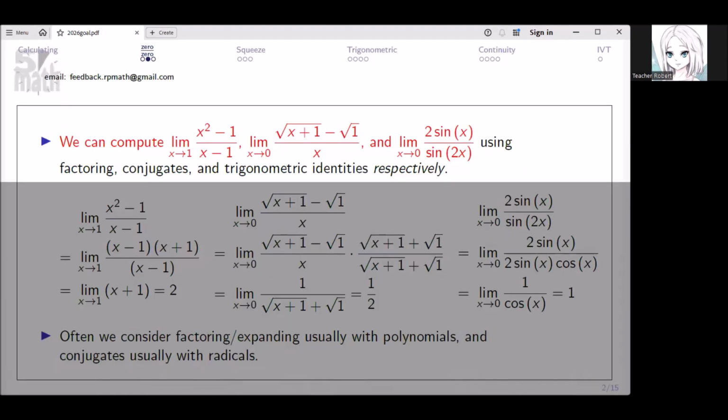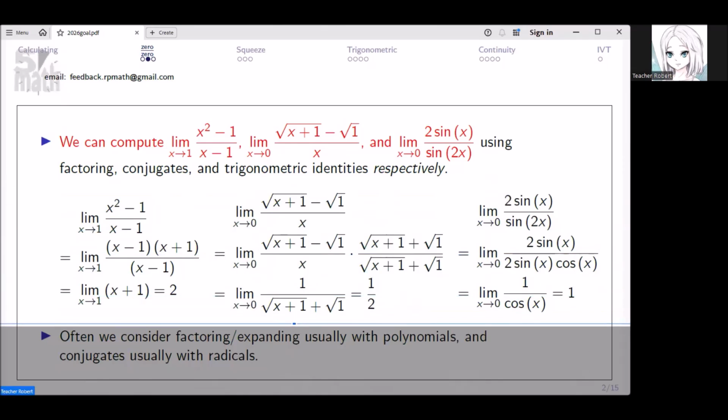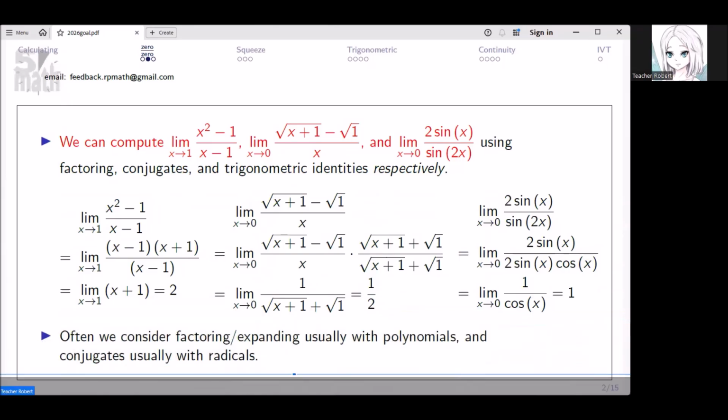We can compute limit x approaches 1, x squared minus 1 over x minus 1, limit x approaches 0, square root x plus 1 minus square root 1 over x, and limit x approaches 0, 2 sine x over sine 2x, using factoring, conjugates, and trigonometric identities, respectively. We have the following. Often, we consider factoring expanding, usually with polynomials, and conjugates, usually with radicals.